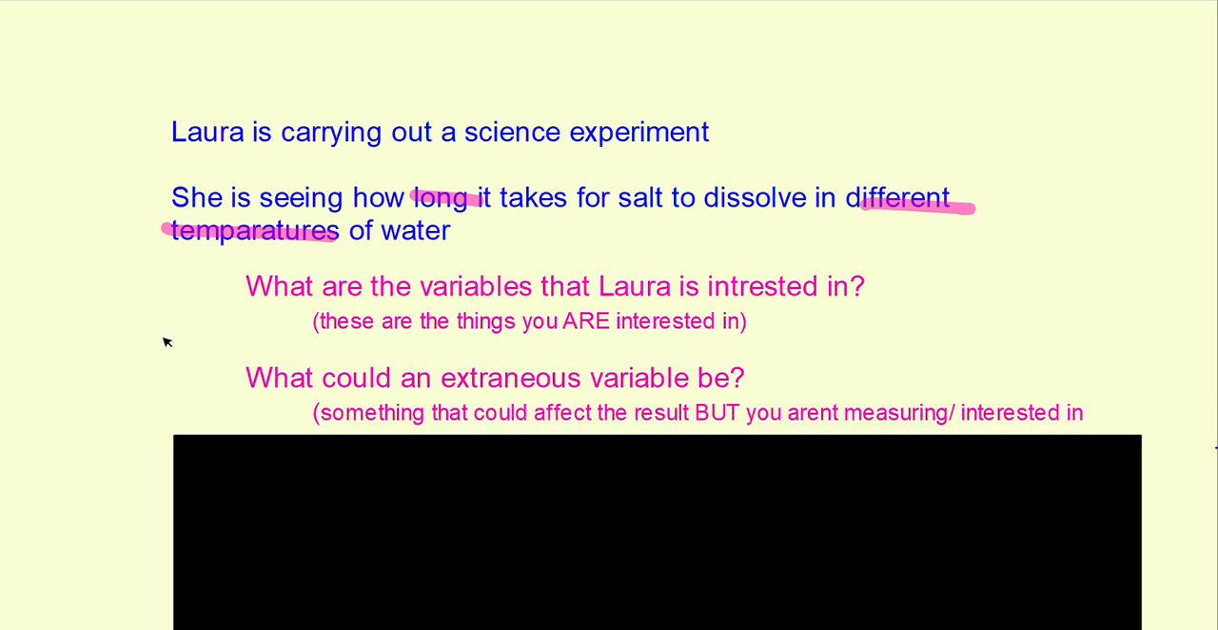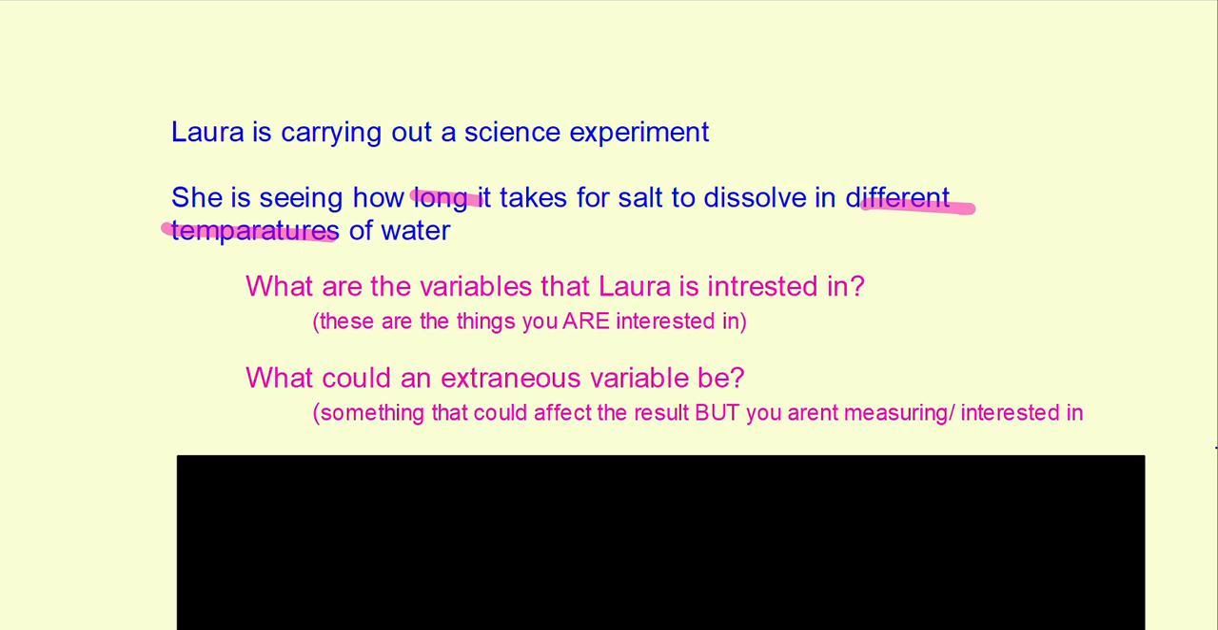Now, an extraneous variable is something that is going to affect these results, but we aren't measuring or we aren't interested in. So what else could affect the time that it takes for salt to dissolve? These could be various things. For example, the amount of salt added. Let's do this in a different colour. So the amount of salt added, that's going to have a huge impact.